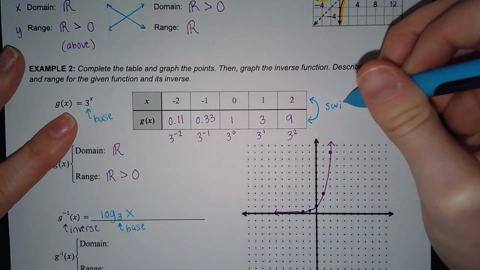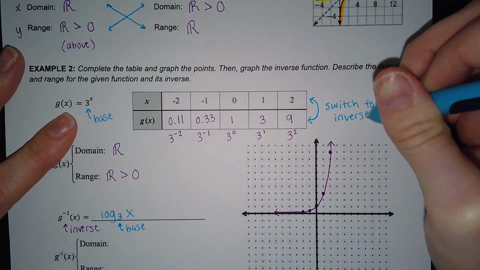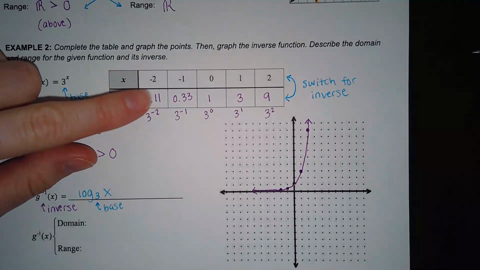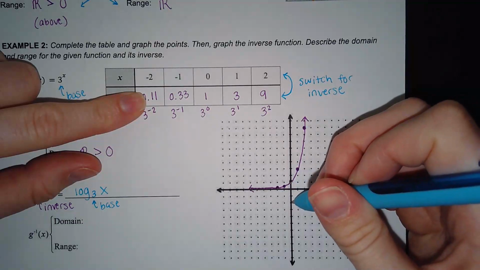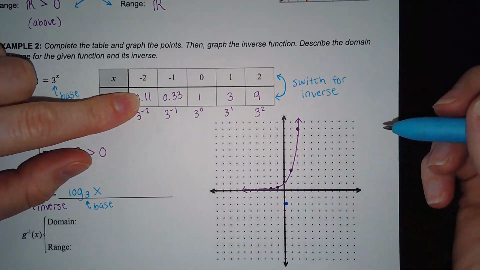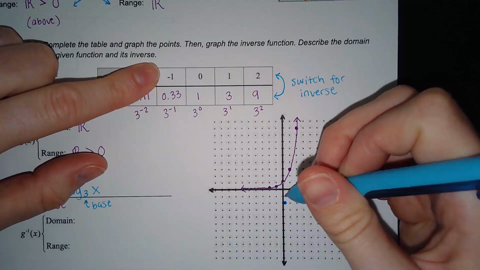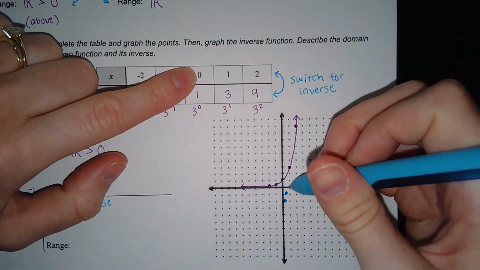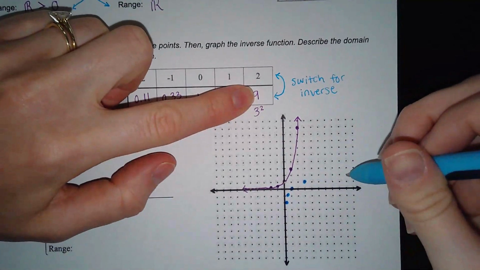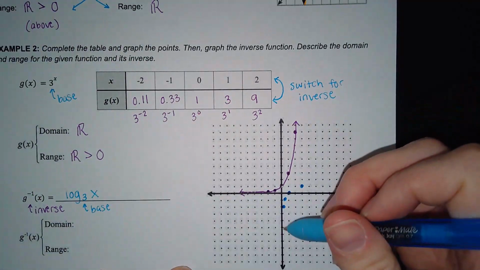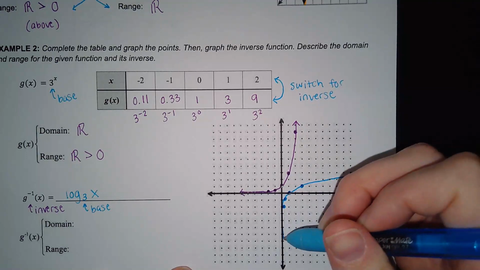So for the inverse, we'll switch these in order to graph. Which means this will now be my x value and this will be my y value. So I'll plot 0.11, -2. Again, we'll just estimate for that decimal. 0.33, -1. 1, 0. 3, 1, and 9, 2. And we'll connect those with a curve.